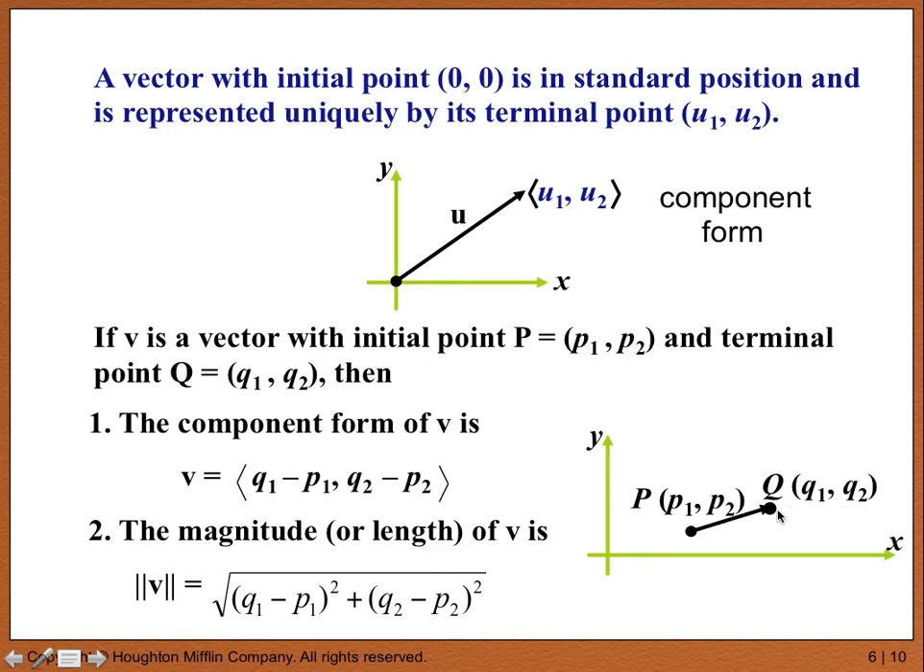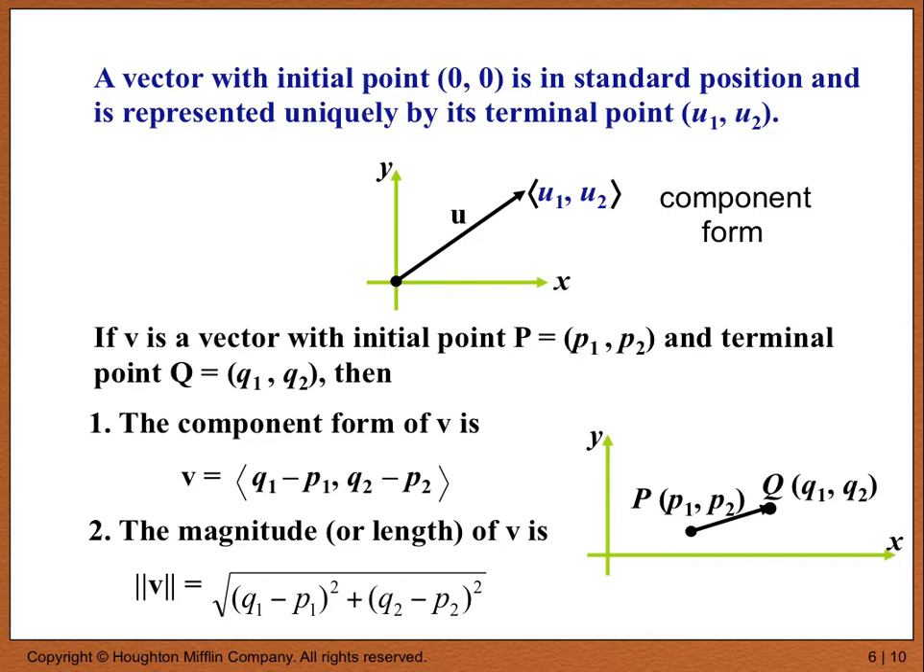Notice that since this vector is not written in standard position, which would have our initial point at the origin, and here it's clearly not at the origin, we can still figure out what the horizontal component is because we just get the x distance. We can clearly see here that Q1, the x-coordinate of the terminal point, minus P1, the x-coordinate of the initial point, gives us the total x distance. And Q2 minus P2 gives us the total y distance. And therefore, we will have the vector in component form, with our horizontal component and our vertical component.